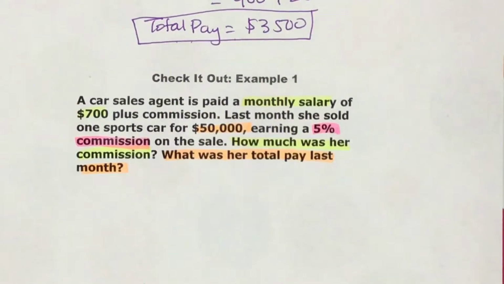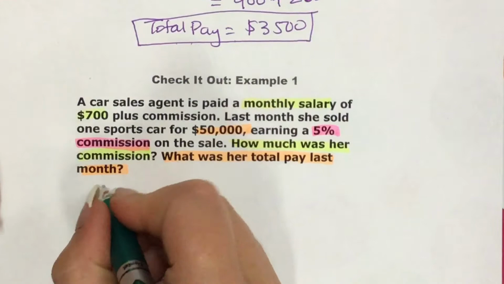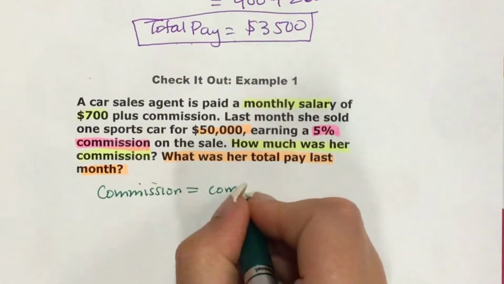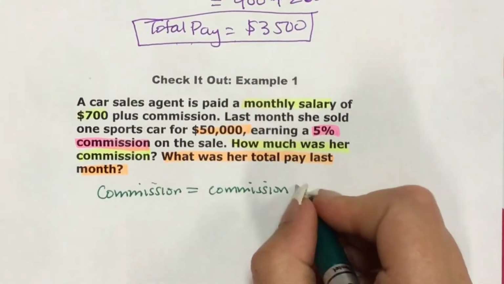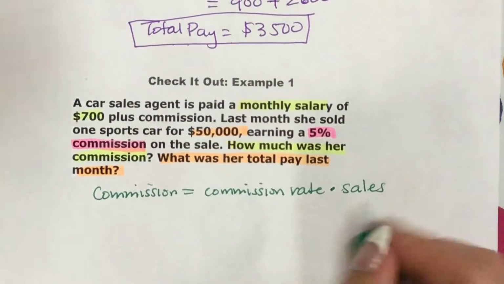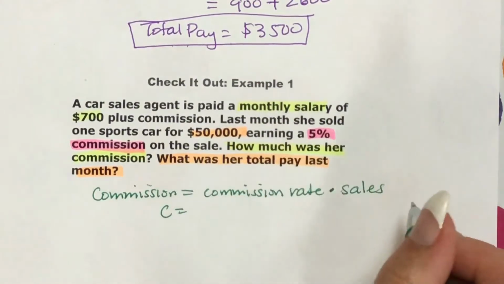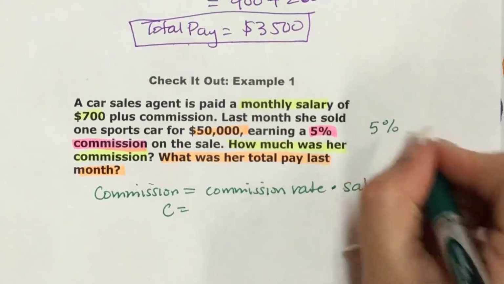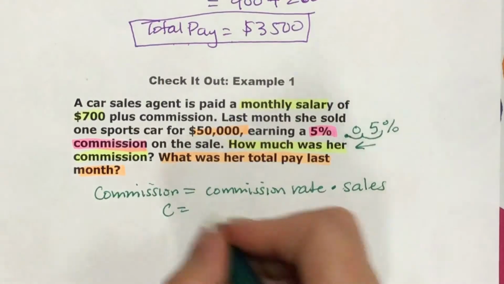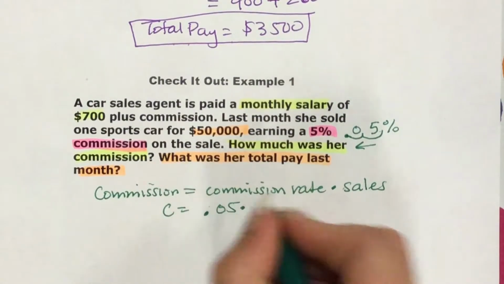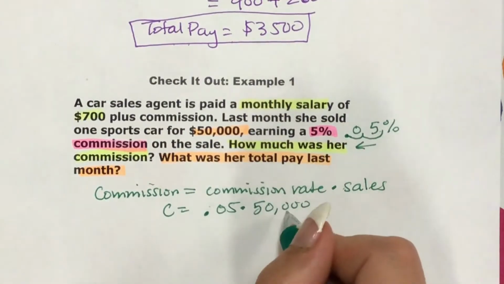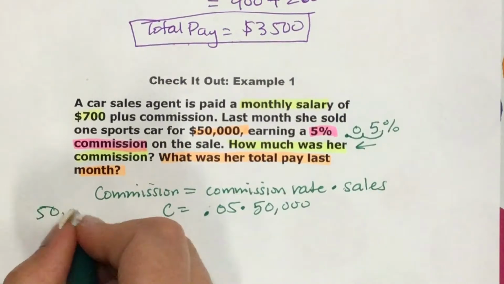Okay, so remember, whenever we're determining commission, commission is found by taking the commission rate and multiplying it by the sales, the total amount of sales. So I'm just going to use C for commission. The commission rate is 5%. We're going to go ahead and change that 5% into a decimal. That means we move the decimal place over twice to the left. Okay, that would be 0.05, and then we multiply that by the total amount of sales for last month, which was $50,000.